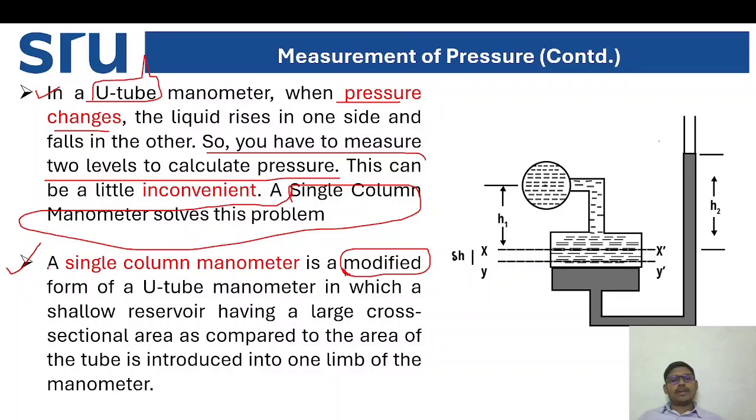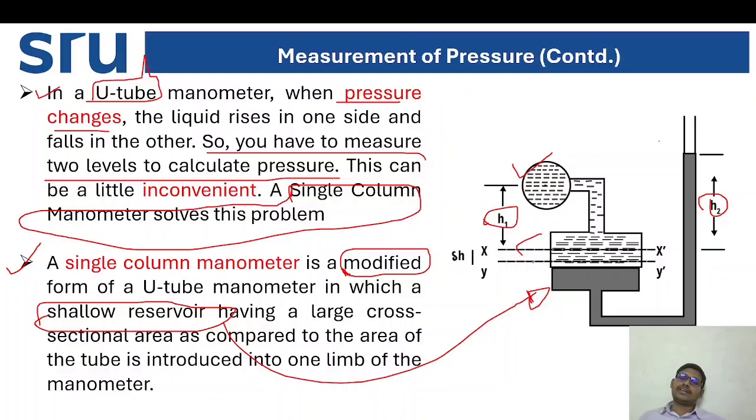So a single column manometer is a modified form of a U-tube manometer, as we know, but it has a little shallow reservoir. You can see this shallow reservoir, and you can watch this height elevation. They created a reservoir, just modifying the U-tube manometer for flexibility in taking readings, having a large cross-section area as compared to the area of the tube.